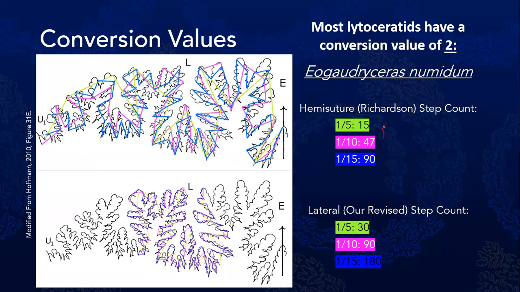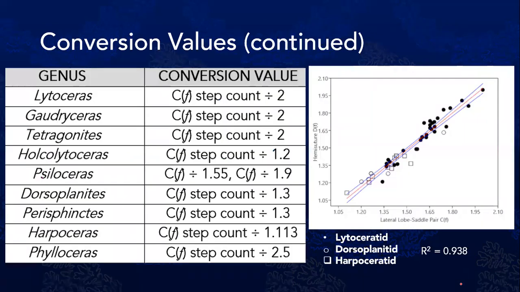So if we calculate the df for 1/5, we would do the log of the number of steps divided by the log of the number of units, which is 5. And this equals 1.683. If we're doing the same thing for our CF, it equals the log of the number of units, which is 30, divided by our conversion value, all over the log of the number of units. And this equals 1.683.